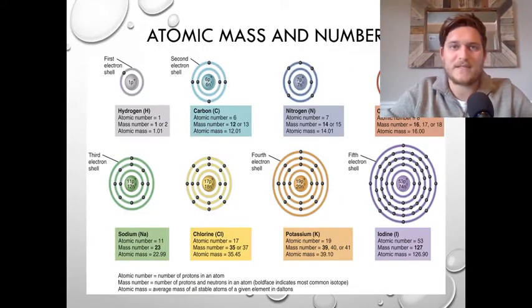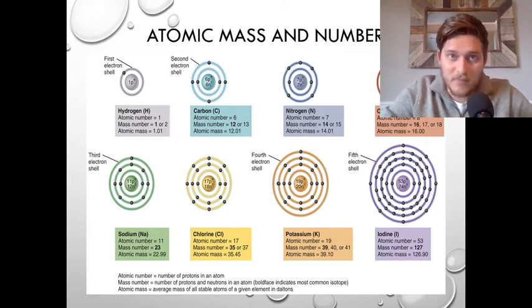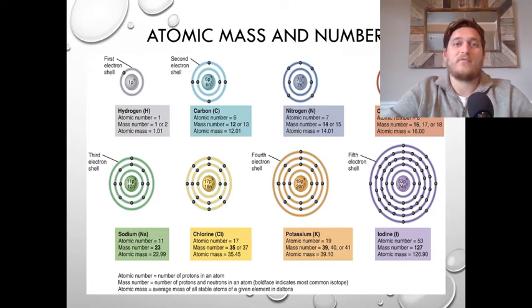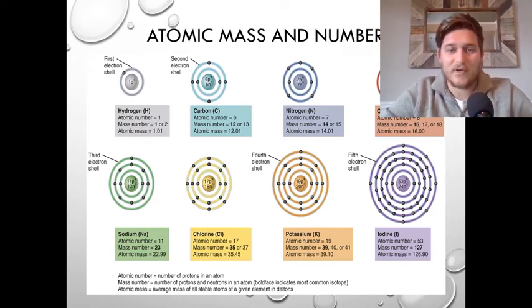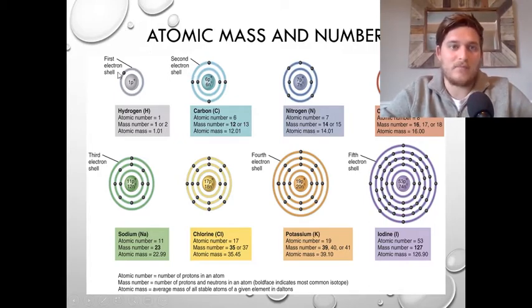When we look at different elements, we can see that they vary in the amount of protons and the amount of neutrons and the amount of electrons. So when we characterize these elements, we can characterize them by the atomic number, which is going to be the amount of protons within that atom; the mass number, which is going to be both the number of protons and neutrons in that element or atom; and then the atomic mass, which is going to be the average mass of a stable atom for that element.